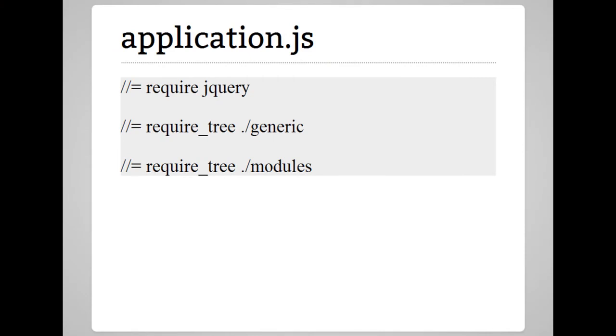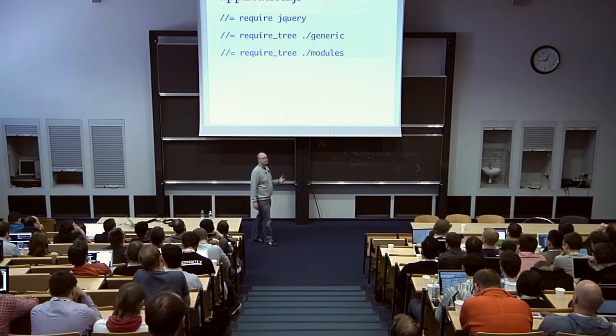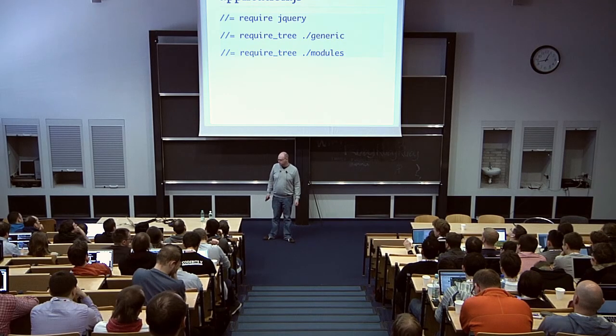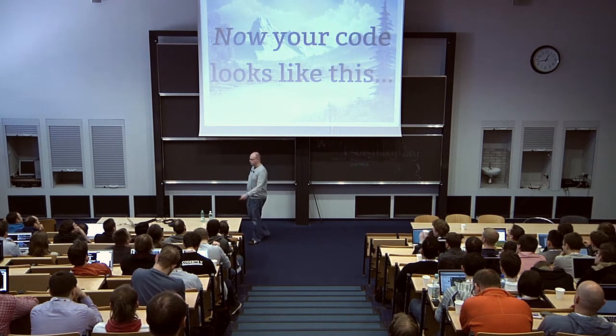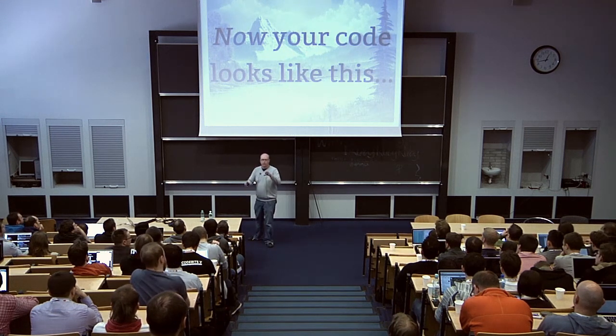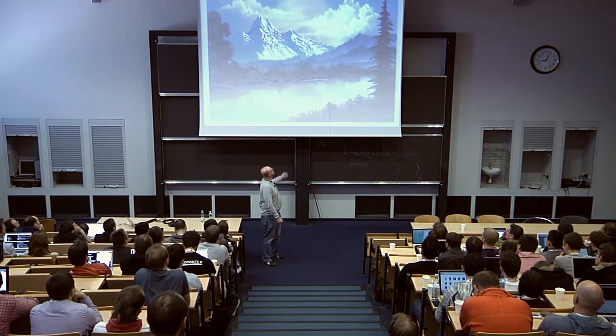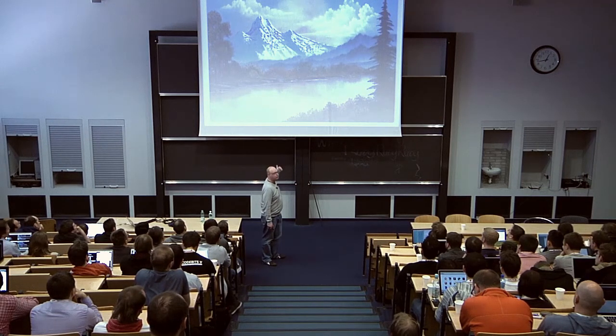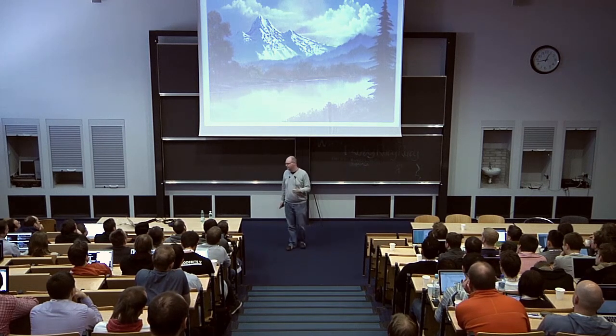Here I just use Sprockets, require some jQuery stuff, and then again, first require the generic JavaScript and then the JavaScript linked to modules. So when you do that, when you apply all of this, then your code looks like that. No more dead rats, but just awesome Bob.